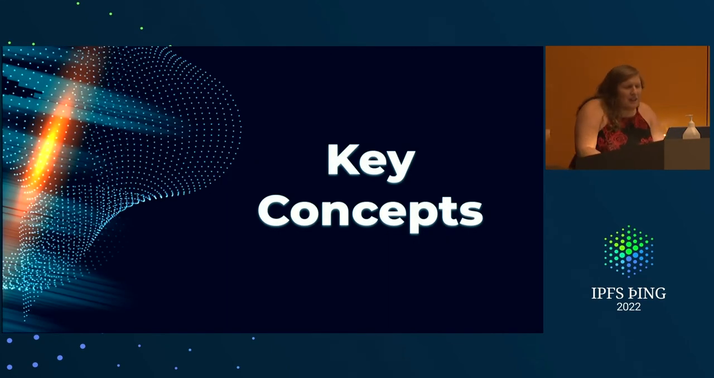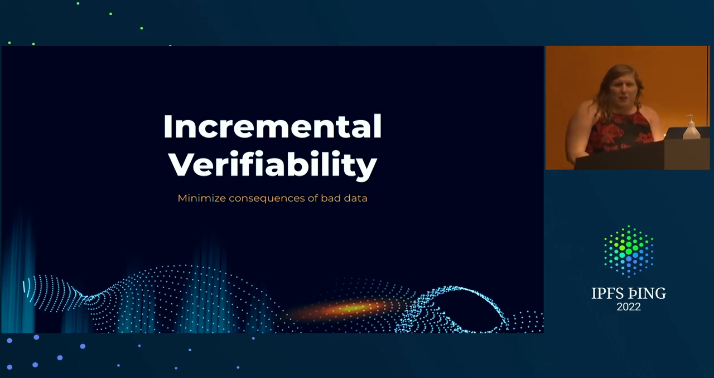Key concepts. This is a concept called incremental verifiability. To me, this is the baseline to call yourself a Protocol Labs protocol. Essentially, we're moving around content addressed data. You generally should not care who you're getting it from, because the content addressed data should be self-verifying, and we should fetch it in a way that we don't have to verify every piece of data we get byte for byte. We can hold some untrusted data for some amount of time, but you shouldn't have to download 100 gigabytes before you figure out if you've got the right thing.